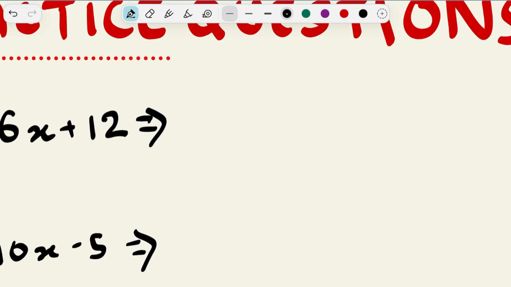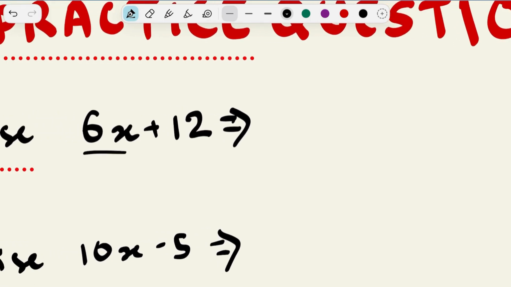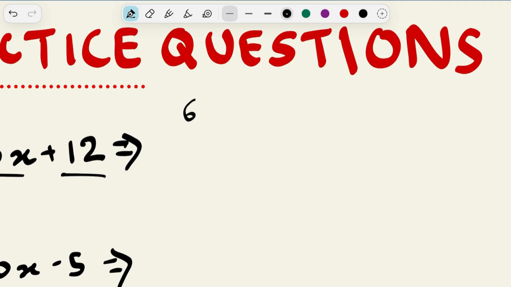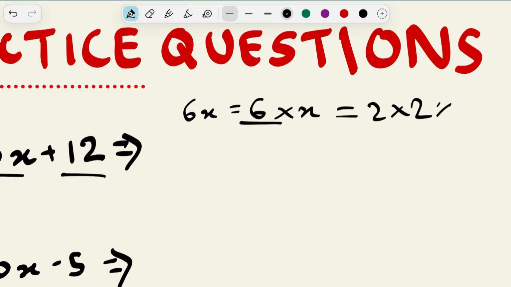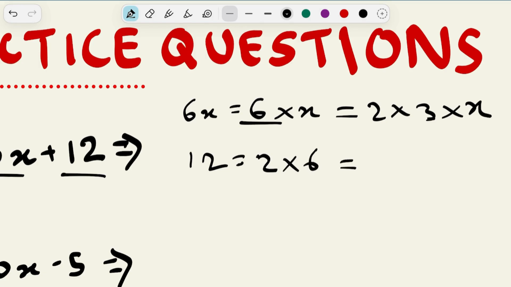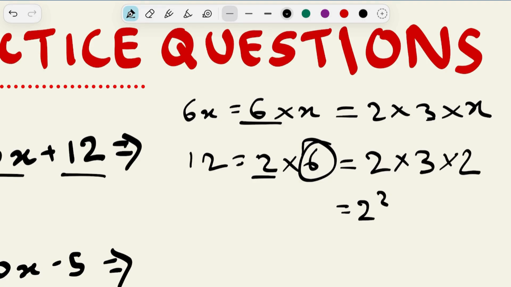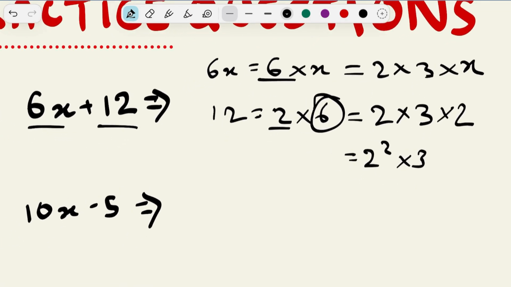So obviously the first step is to find the prime factorization of each of these terms. So 6x is equal to 6 times x. We can break down 6 further into 2 times 3 times x. Now let's move on to 12. So 12 is equal to 2 times 6. 2 cannot be broken down, but 6 can be. So we get 2 times 3 times 2, which is equal to basically 2 squared times 3.